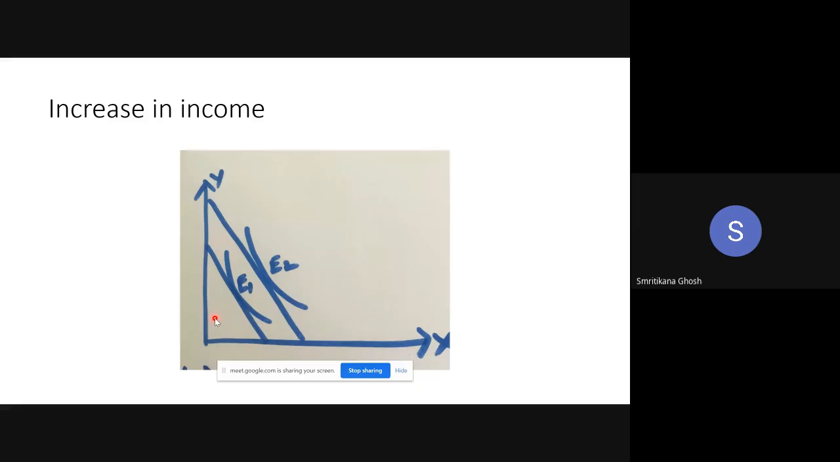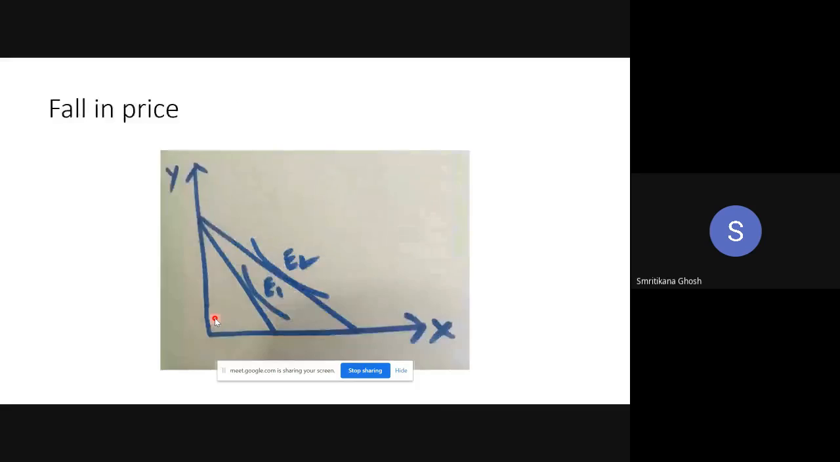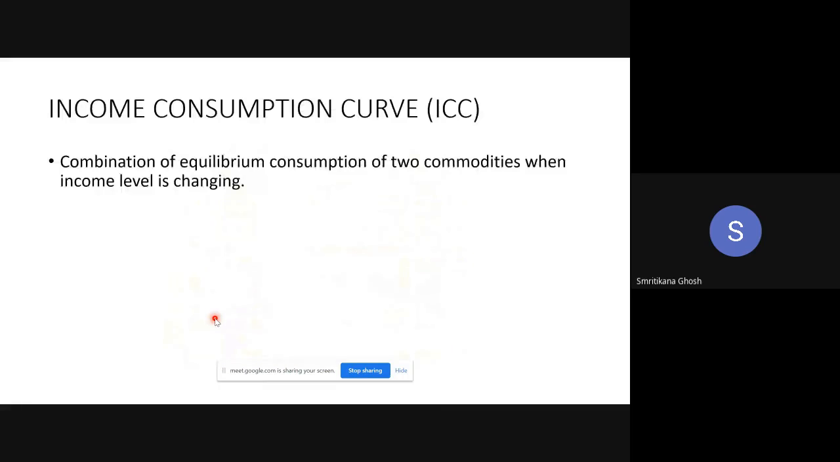So along the line, what is the property of this line? Along the line, it is the equilibrium consumption combination of two commodities when your income level is changing. Okay, so it is the equilibrium. Along the line, you always have the equilibrium consumption bundle. No disequilibrium, other than equilibrium, you will not get along the ICC. It's only the equilibrium consumption bundle, but when your income is changing. Okay, now look at the diagram, you can understand.